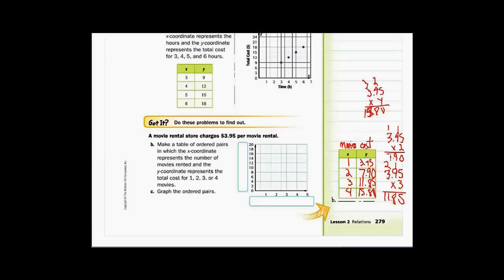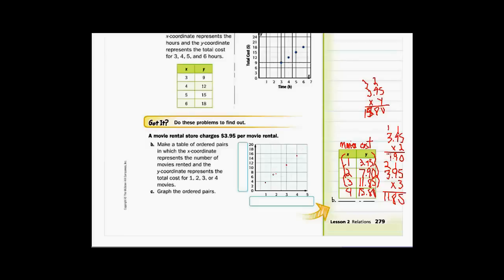And then you would take and graph these ordered pairs. 1, $3.95, 2, $7.90, 3, $11.85. Now, I know over here you don't quite have a $3.95, so for 1, it should be right up on 4, but not quite. For 2, $7.90, should be right below 8, just a little farther down. 3, $11.85. And 4, $15.80. So not quite to 16, but right up on it.